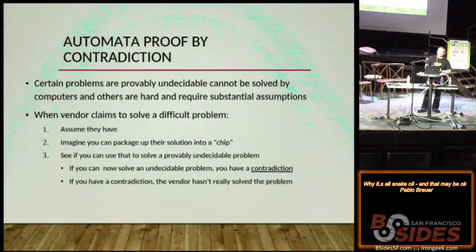Let's assume that they have. Let's take them at their word. And imagine that we can take their solution that they're trying to sell you, and package it into a chip. If we can then use that chip to solve a provably undecidable problem, we've got a contradiction. And if I can't solve that undecidable problem, then they haven't solved the problem that they've suggested they can solve.